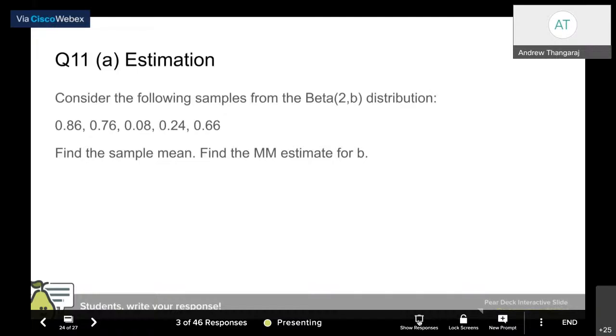Okay, so people are taking a lot of time over this. We don't have too much time. Remember, the mean is just 2 by 2 plus b. So you find the sample mean, or maybe finding the sample mean is a bit hard. You have to add up all these values and divide by 5. You get the sample mean and equate it to 2 by 2 plus b. That's what you do in method of moments.